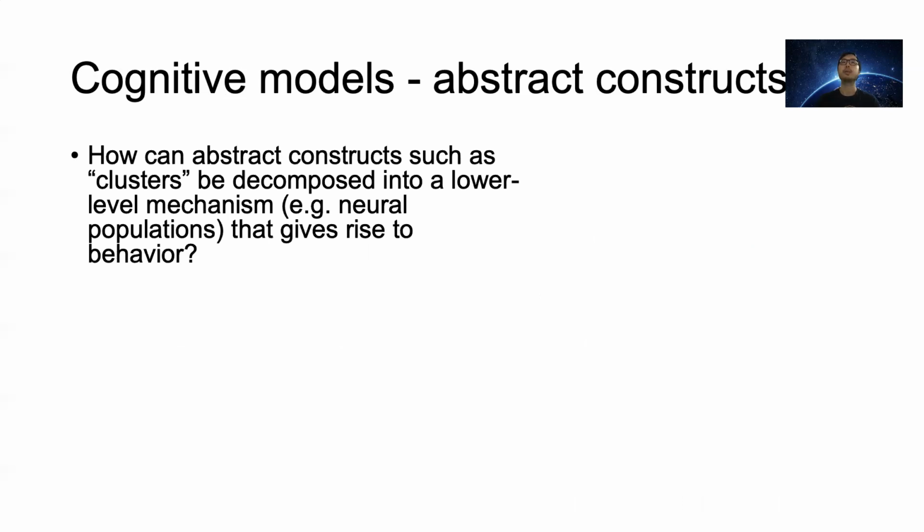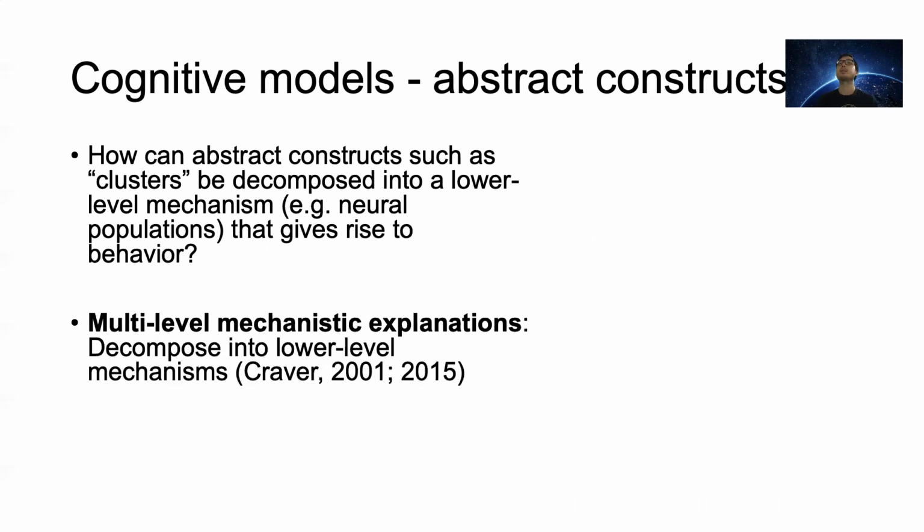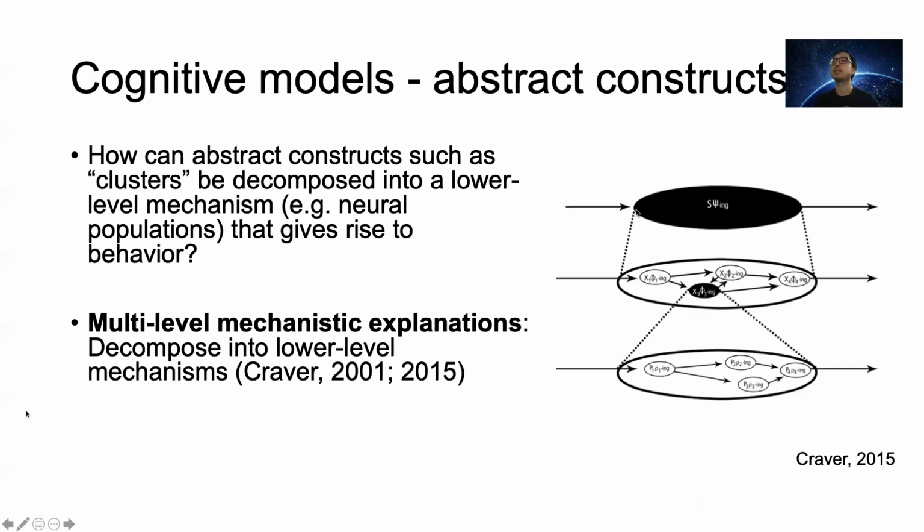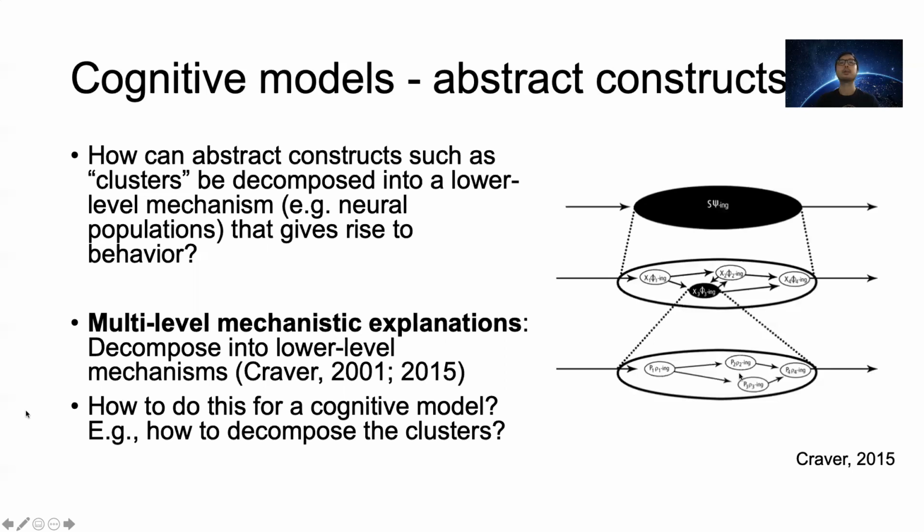So we have these cognitive models now with some abstract constructs like clusters. But how can we decompose them into something like a lower level mechanism like neural populations? So Craver has talked about multi-level mechanistic explanations. And for us, those would be something like a behavior at the top level. And the lower mechanistic level is the cognitive model. We have multiple clusters that can lead to a decision rule for categorization. But we can also decompose particular parts of this at this level, like a particular cluster, how that arises as well. So how do we do this?